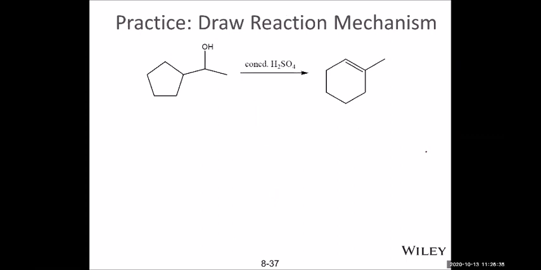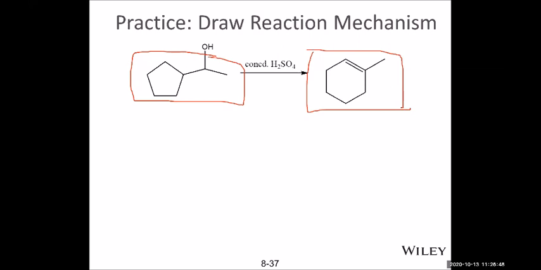This is the practice: draw reaction mechanisms. By the way, when you look at the alcohol and the alkene, you notice this carbon backbone change. The ring has changed from a 5 carbon ring to a 6 carbon ring. What does this mean? Is a rearrangement involved? Can anyone help me think? Yes, there must be a rearrangement.